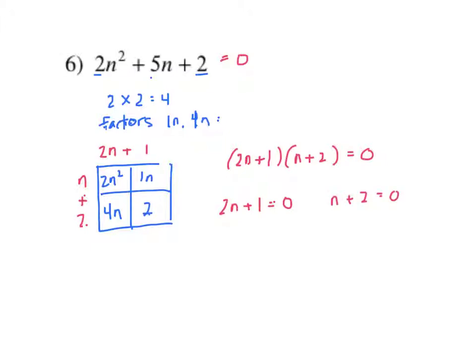So for 2n plus 1 to be 0, I'll subtract 1 from both sides. I get 2n equals negative 1. Divide both sides by 2. And so n would be negative 1/2. And for n plus 2 to be 0, n would have to be negative 2. So that's how you get the two solutions there.